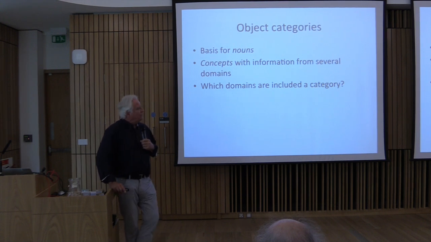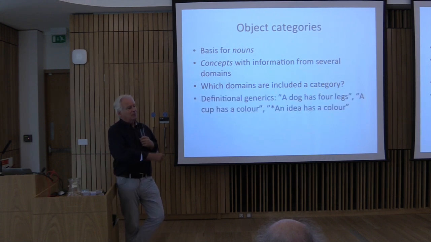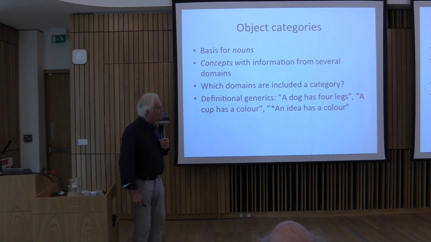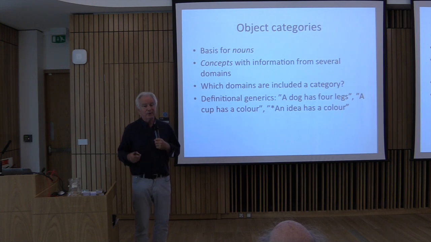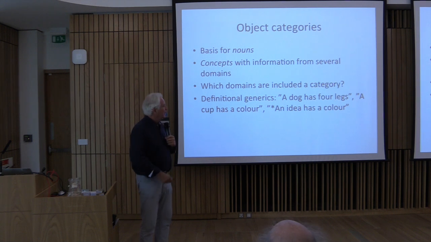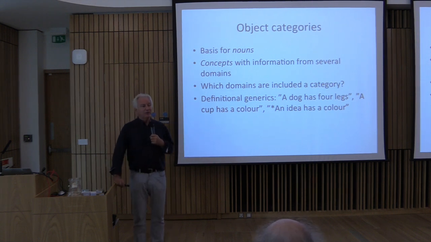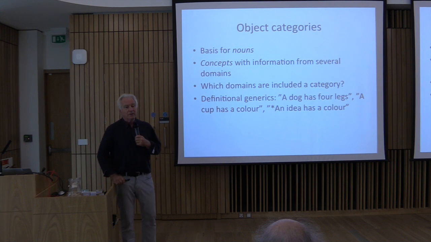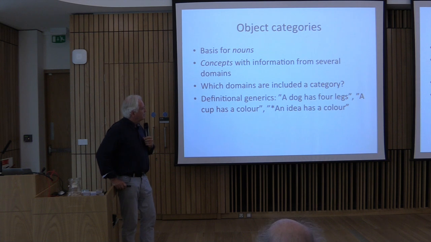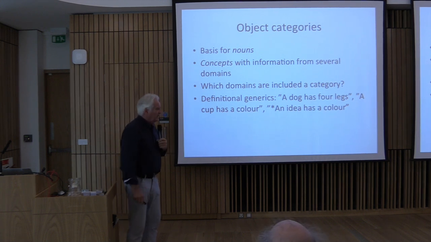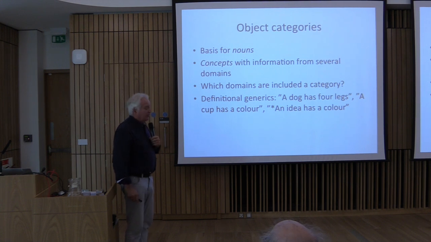I have a cheating way of doing it, and that is to look at what you can think of as definitional generics. If you want to define what a dog is, you say that a dog has four legs. This is what is called a generic sentence. Or a cup has a color. These things make sense, but saying an idea has a color doesn't make sense. So color is not part of the domains of the abstract concept of an idea. But this is an indirect way of getting at what are the domains for a noun that matters.